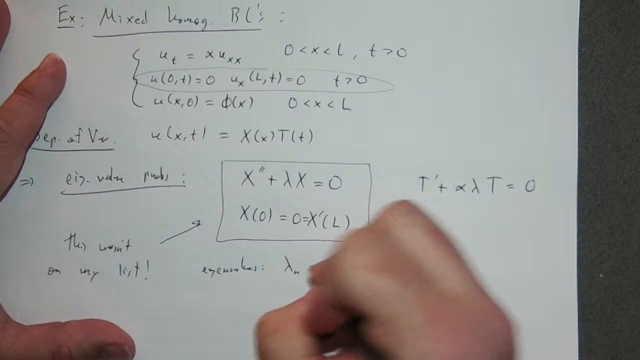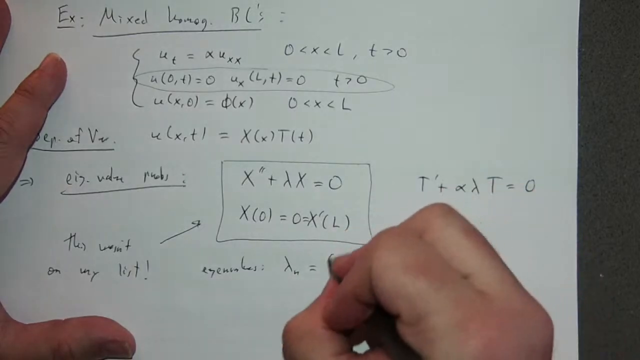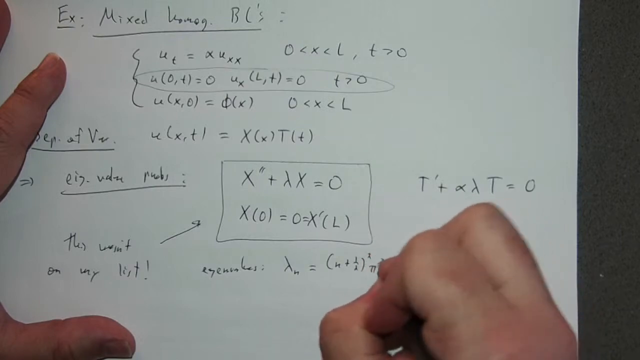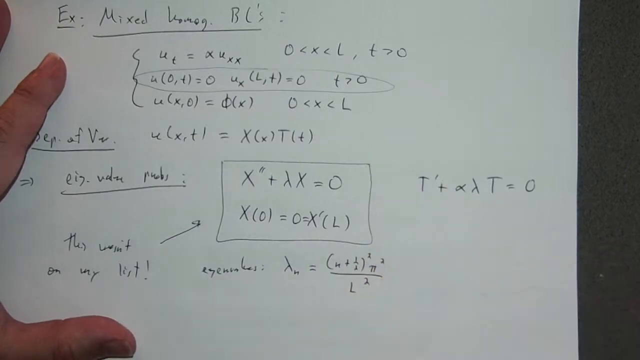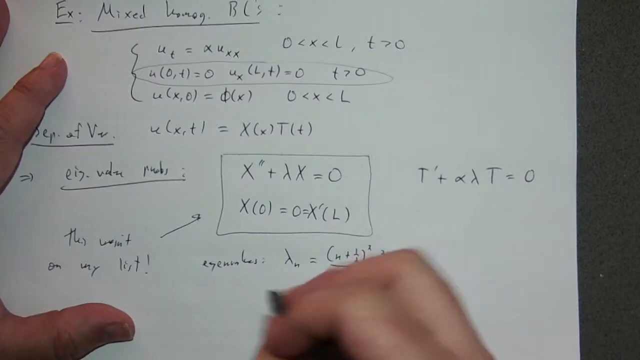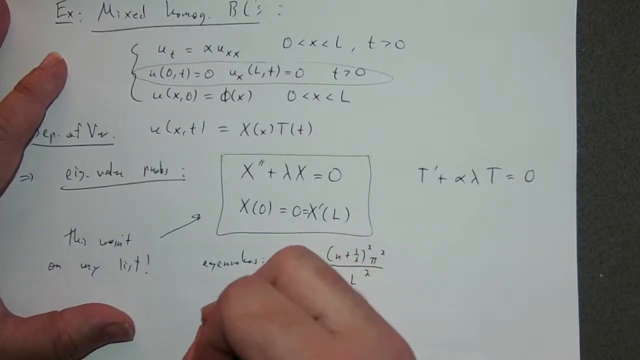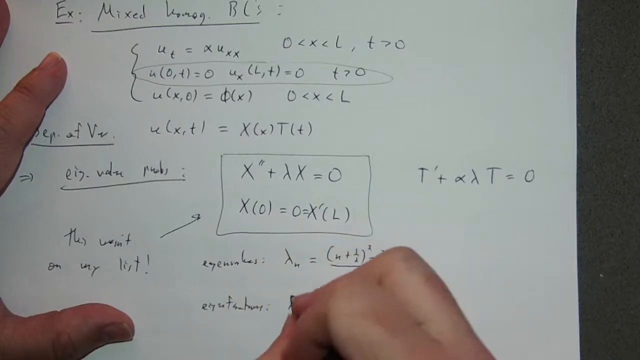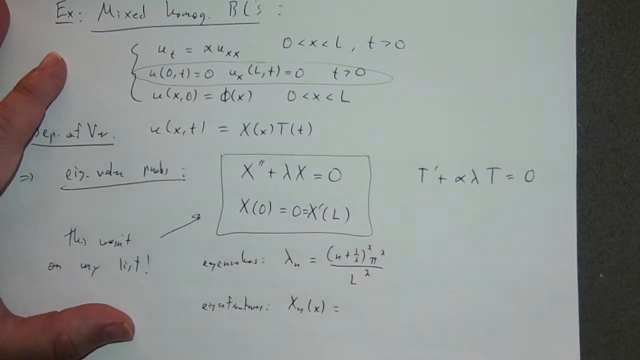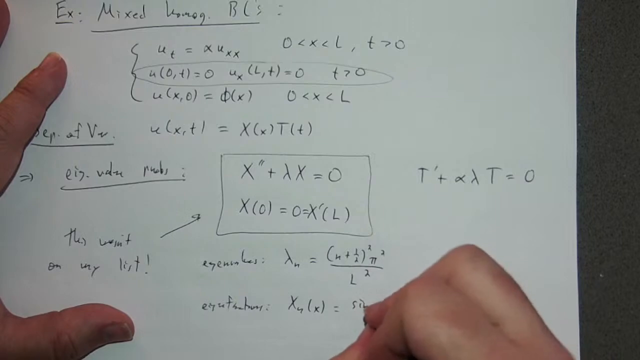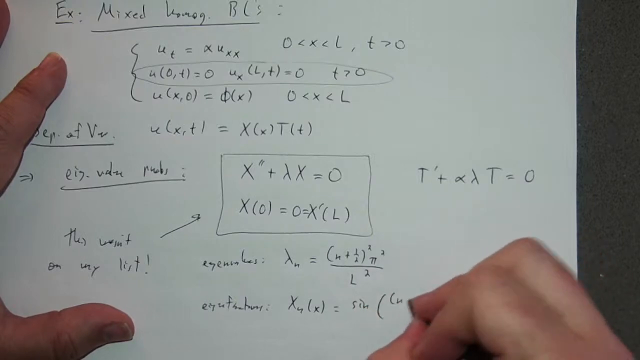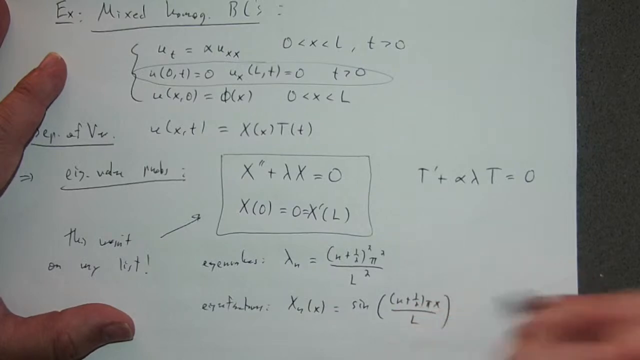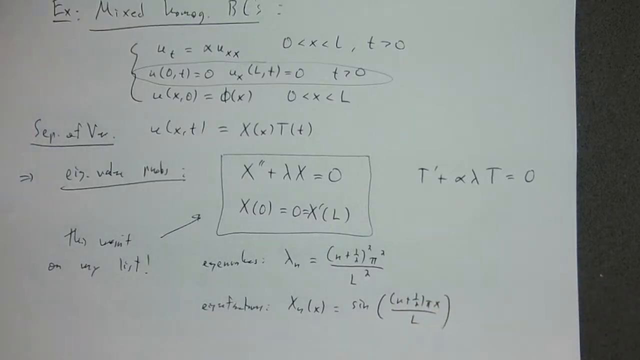Lambda sub n is (n plus 1/2) squared pi squared over L squared. Okay, and the corresponding eigenfunctions, X sub n of x, which are sine of (n plus 1/2) pi x over L. Okay.